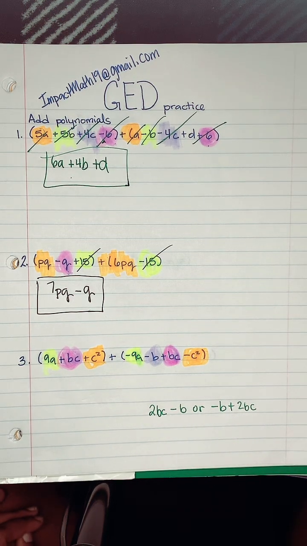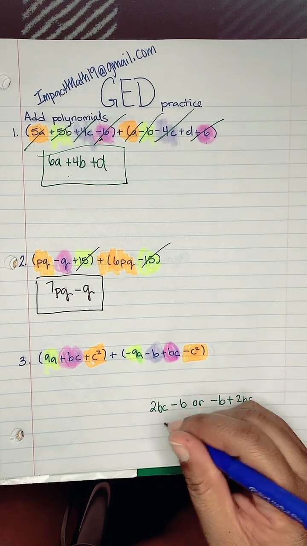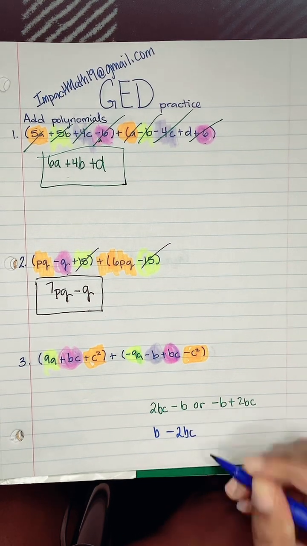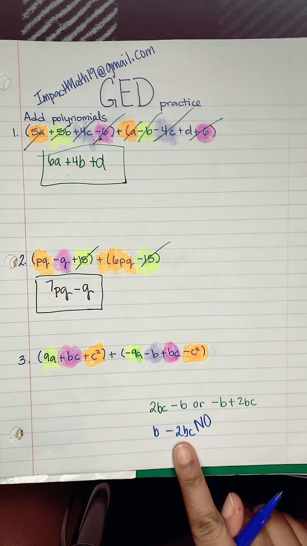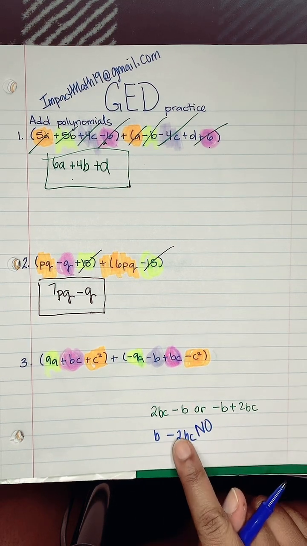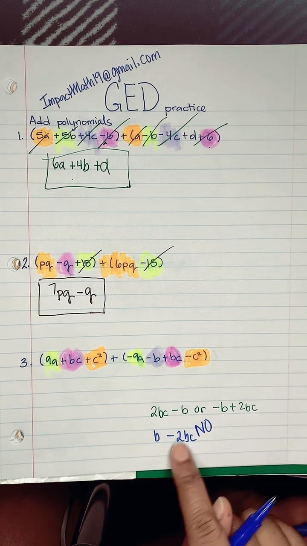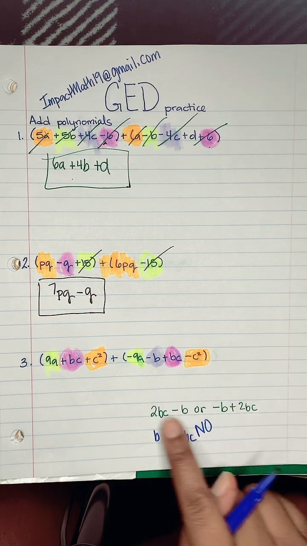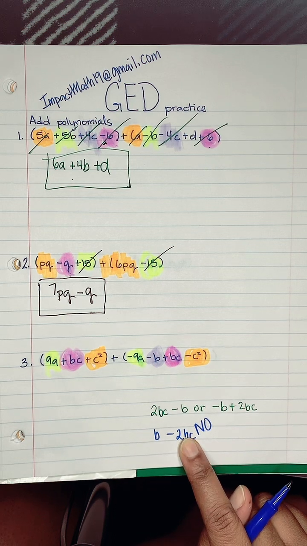Now let me explain why it wouldn't be the same if we wrote it this way. Now if I went, this is a huge no. This is not the same as this, and this is not the same as this. Why they are not the same is because you flipped around this positive 2bc, which was positive in both of these, down here to a negative.